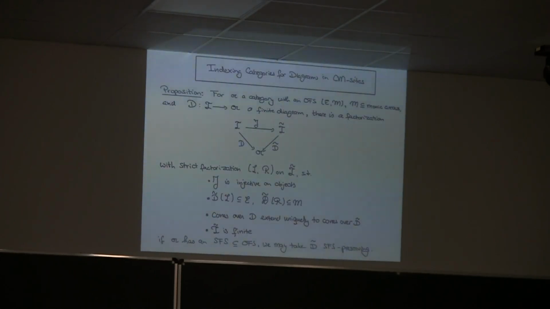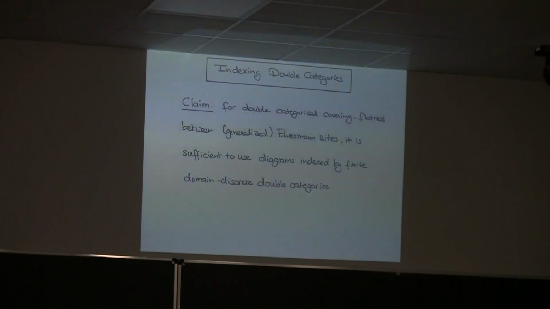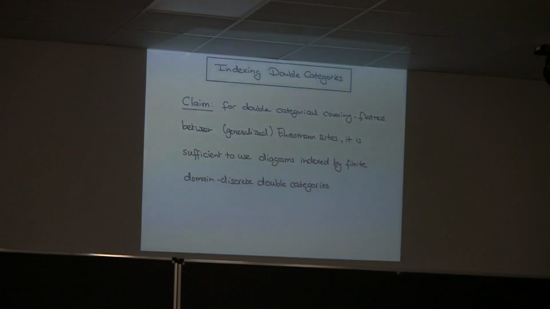construction for a double category and apply it to I tilde, so I tilde has not a factorization system, or actually it has a strict one, sorry. So I can make a double category out of that by this system. Then I can just take diagrams that are indexed by those double categories. And so those are domain discrete finite double categories.